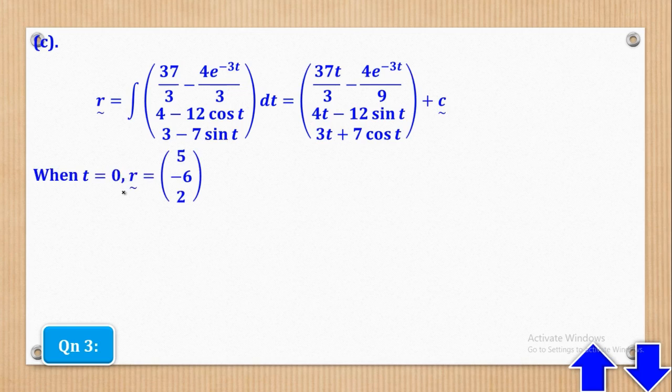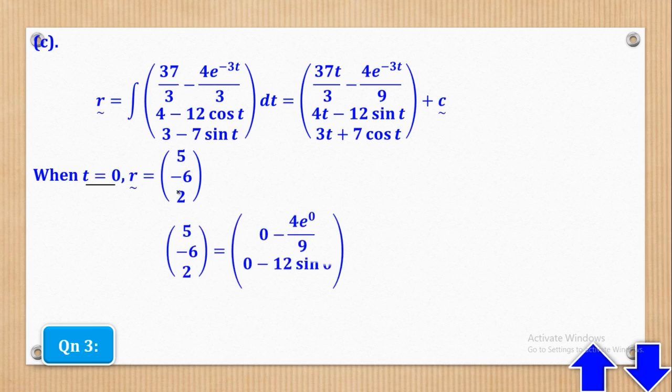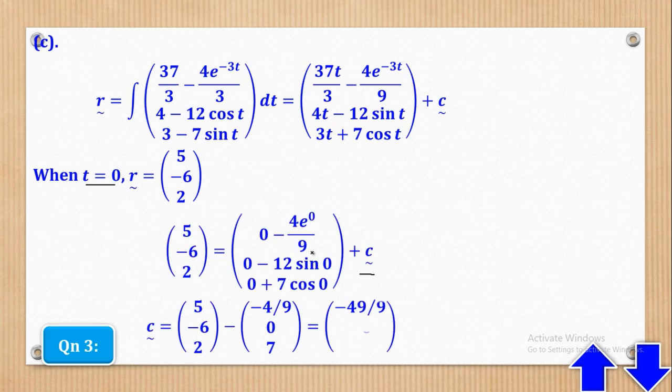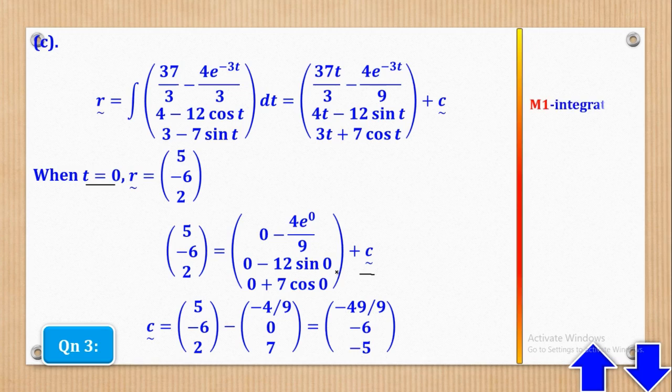Then I know that when t is 0, initially the particle was at 5, negative 6, 2. So I'll substitute, and with that I can get the constant of integration. Therefore, the constant of integration will be negative 49 over 9, negative 6, negative 5. Now, before we go to the next slide, let's see the marks for this slide. M1 will be for integration and B1 for the constant of integration.